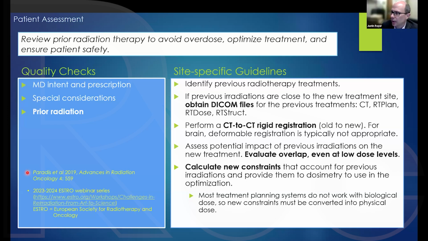Thank you, Jose. There's one more question, and maybe this is best addressed later in your talk, but let me go ahead and ask. Is there a time limit beyond which we no longer consider the dose from the prior radiotherapy? Yes, that is actually explained in the paper by Paradis, the 2019 Advances in Radiation Oncology reference that I gave you. They have proposed dose discounts that you can use based on the number of years or the number of months since the radiation was given.